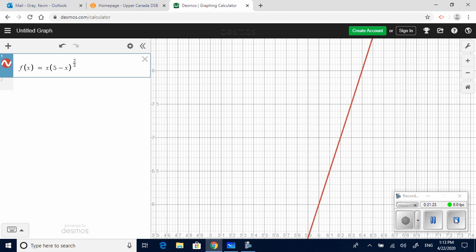So it's worth taking a look at and understanding just the scope of that function, and handling it algebraically.